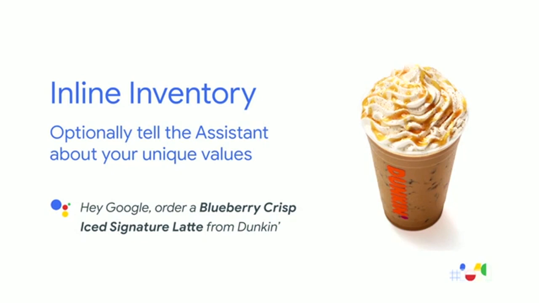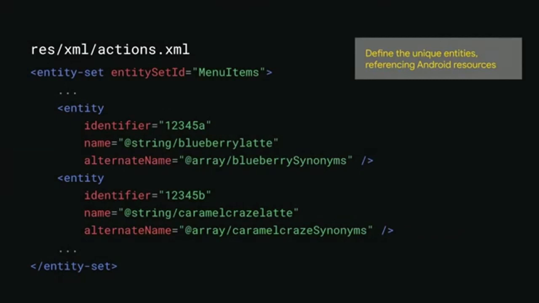Inline inventory will let us tell the assistant about what values to expect and subsequently make it easier to handle within our Android application. Let's look at an example to illustrate. Back inside our Actions.XML, we've defined something new called an entity set, and we've given it an ID of menu items. It's that ID that we're going to use to link back to the parameter mapping block that I was talking about earlier.